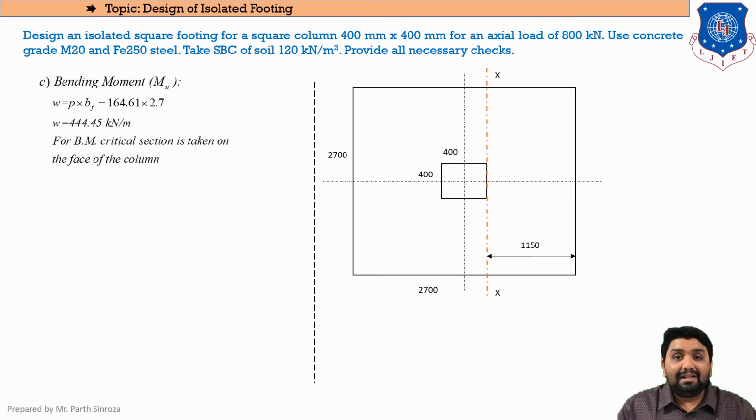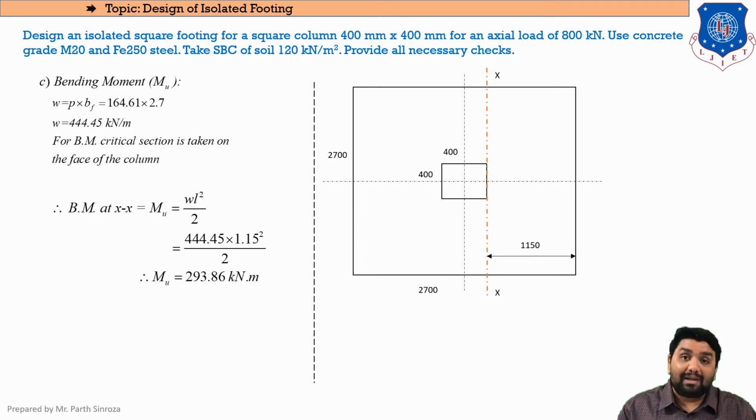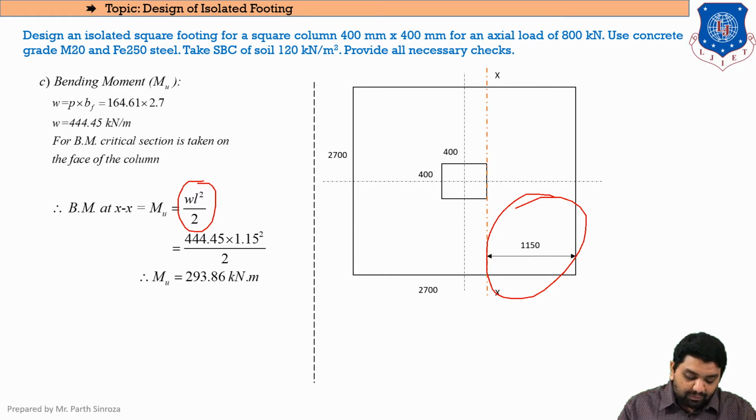And now as we are dealing with a foundation, the foundation always needs to resist the load of the column, which will be acting as a cantilever. Keep in mind. Clear? So now the equation for bending moment, considering it to be a cantilever, will be WL square by 2, and the length will be according to our critical section. So the length of our section will be 1150 mm, or you can say 1.15 meter. So the bending moment calculated is 293.86 kilonewton meter.